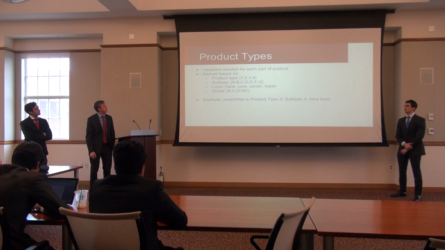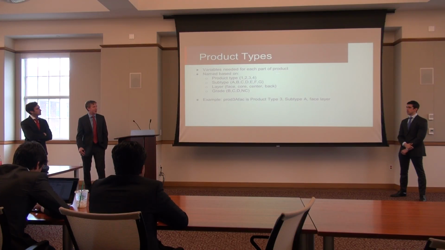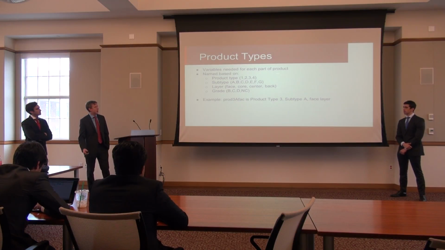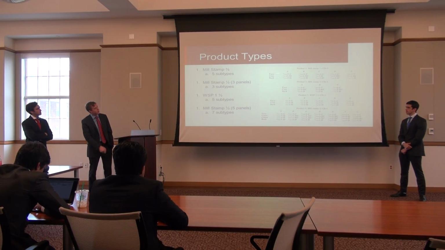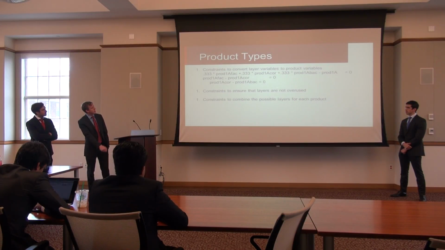But moving on, we had to name a variable for each part of the product. This is probably the trickiest part of the project, just keeping all these variables in order and keeping track of what we were calling each thing. So we made basically a little subscript, starting with product, of course. So product type 3, and then the subtype followed by the layer. And as I showed you before, each one of those has a required grade for the set variable. So we make constraints for that.